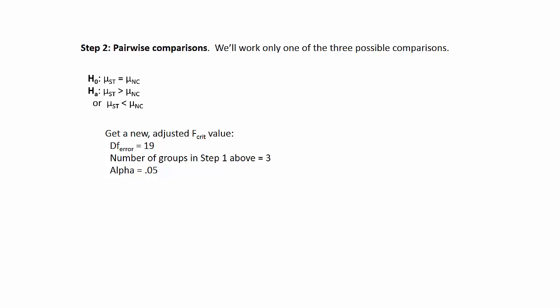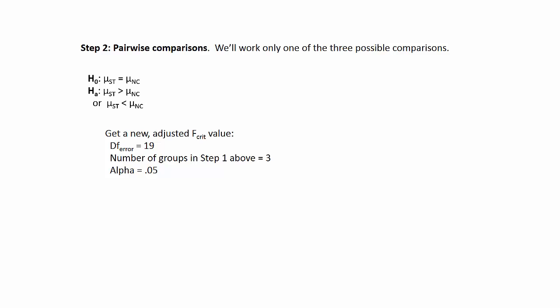Now to run this comparison, we're going to need to adjust our F critical value because we're running 3 different tests here, although we're only going to do 1 in practice. But there would be 3 different tests that we could run. So we have to control type 1 error inflation. The Tukey adjustment is one way to do that. As you see on the handout, to get the new adjusted F crit value, you need the degrees of freedom error, the number of groups, here it's 3, and the alpha level, which is 0.05.